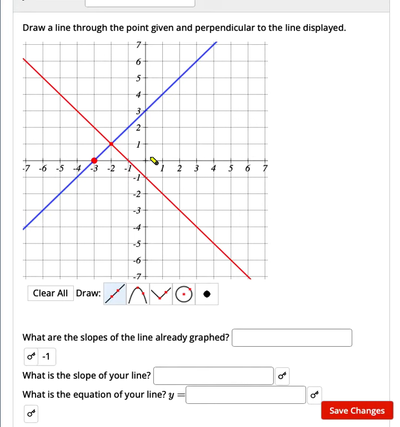We can just look at the point. So this is just going to be y equals m is 1, so 1x or just x, and then +3, because there's our y-intercept, so we can read it right off the graph. Cool.